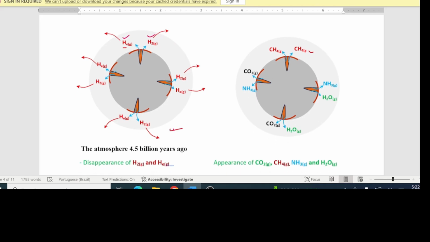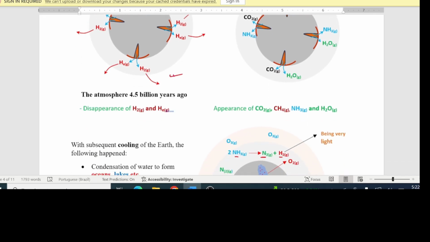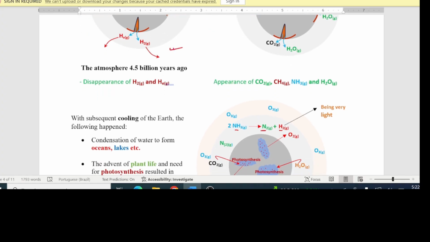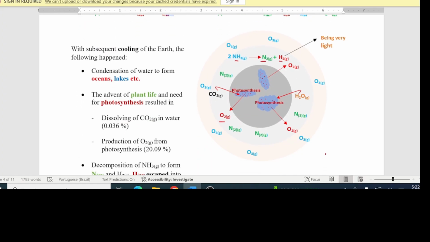However, it is believed that with subsequent volcanic eruptions, four different gases were produced, namely methane, ammonia, water, and carbon dioxide. However, with the subsequent cooling of the Earth, a number of changes with regards to the composition of those gases happened, and I just want to outline what these changes are. It is said that with the cooling of the Earth, there was condensation of the water vapor that formed bodies such as oceans, lakes, rivers, etc.